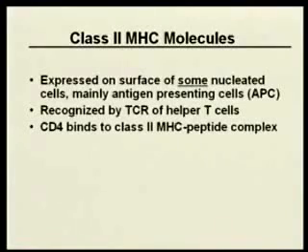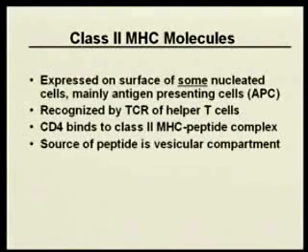And as opposed to CD8 on the cytotoxic T cells, T helper cells have CD4, which helps in the binding of the T cell receptor to the MHC class 2 molecule. And again, the source of the peptide is usually from vesicular compartments. A lot of these bacteria or pathogens may originate in the extracellular portion of the body. So pathogens may be residing in the extracellular portion. They're engulfed by the APCs and then presented with the MHC class 2 molecule.